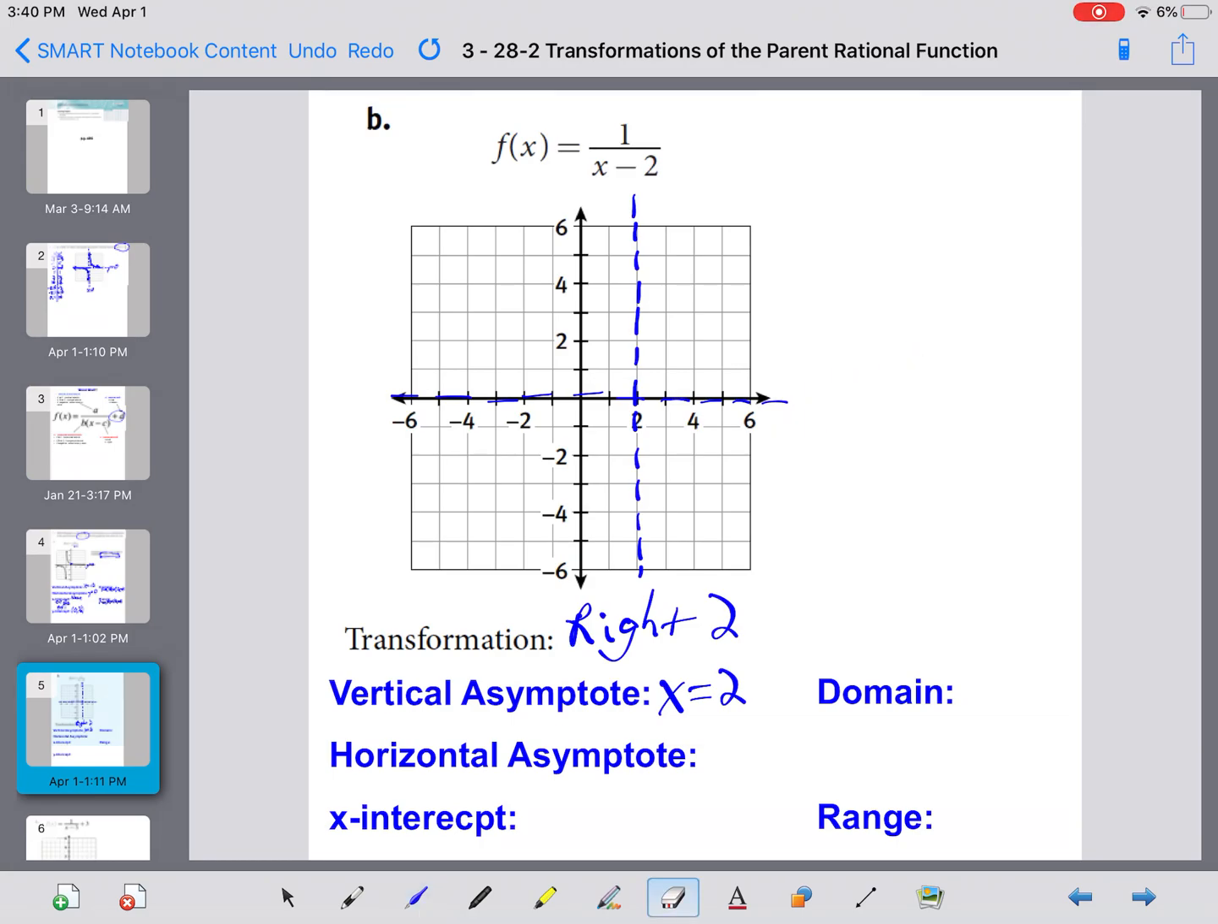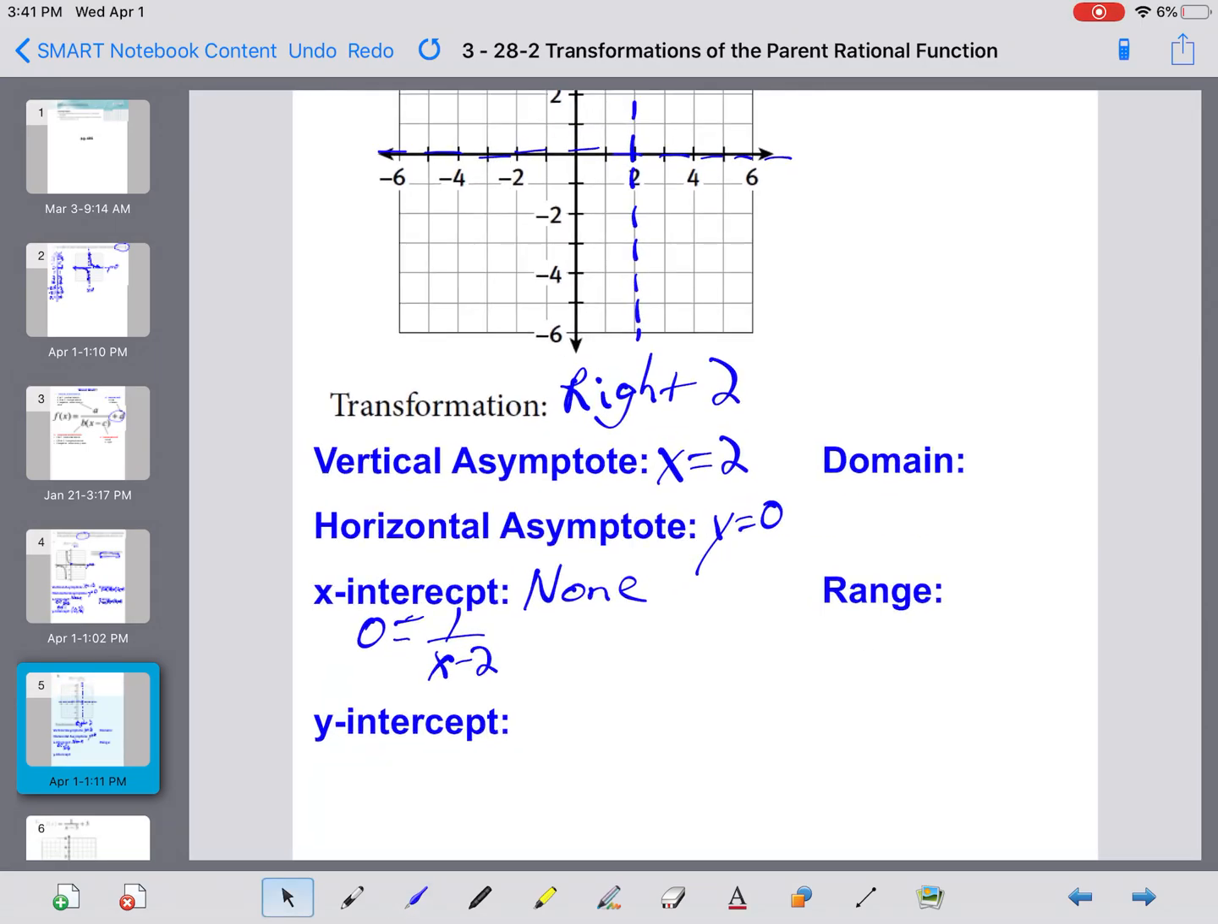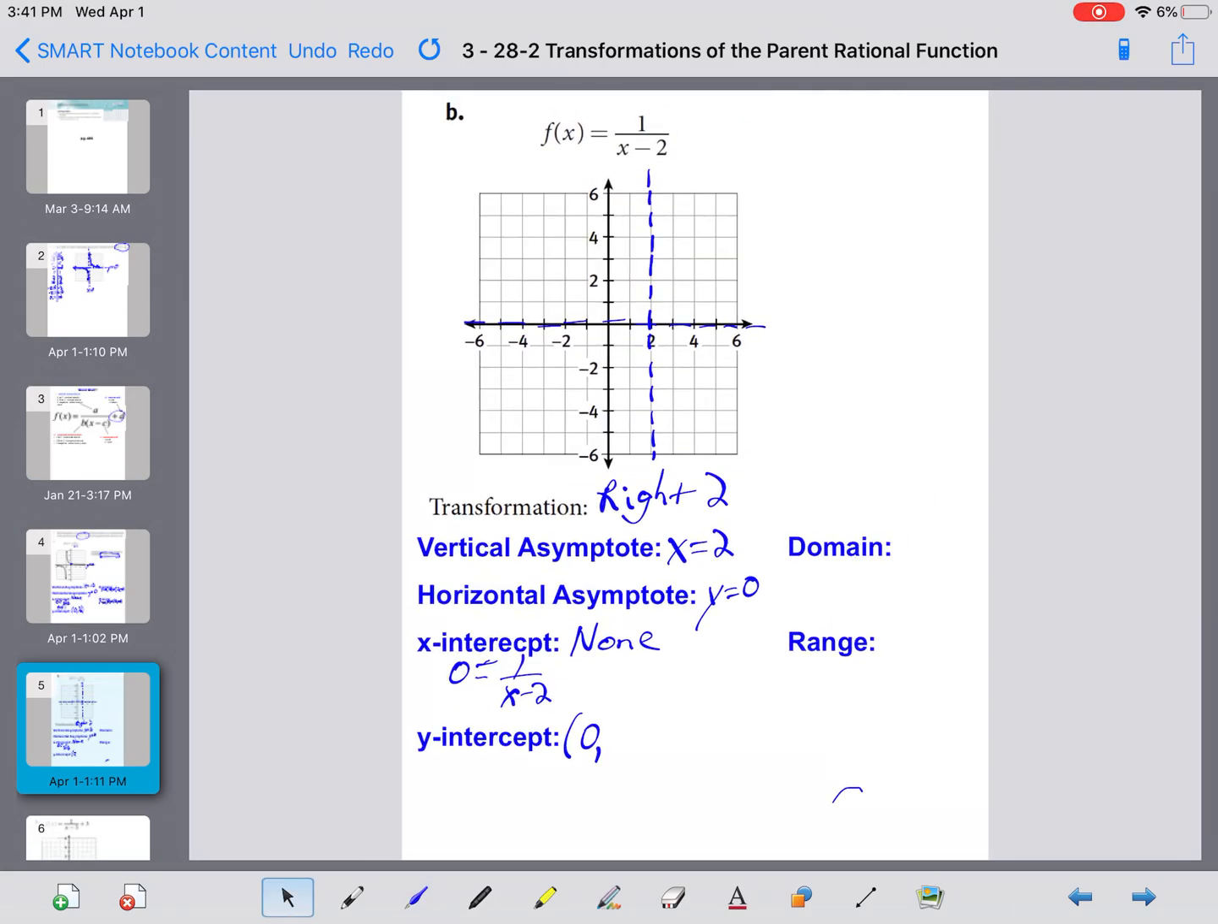Actually, we'll label that down here. Y equals 0. The x-intercept, same as before. We plug in 0 for y. You might be able to see what happens here. If you plug in 0 for y, you get 1 over x minus 2. So on this one, we get another none for x-intercept. That won't happen every time. I just realized I spelled intercept wrong there. Don't worry about it. And then the y-intercept, plug in 0 for x, and you get 1 over -2, which is -1/2.